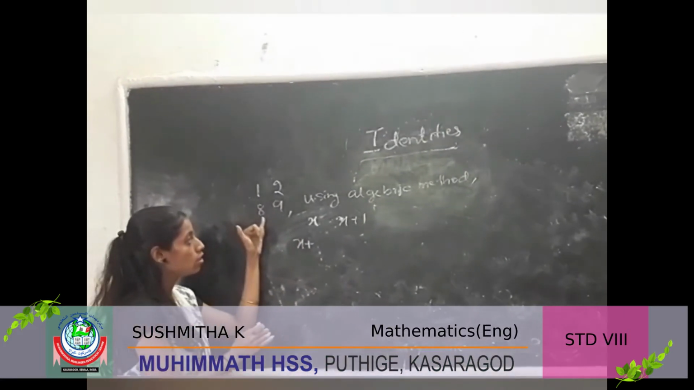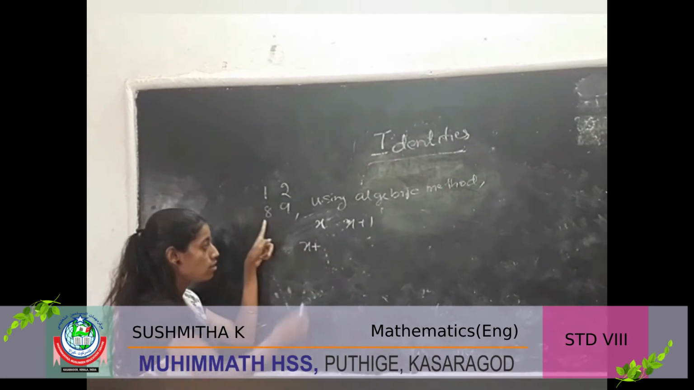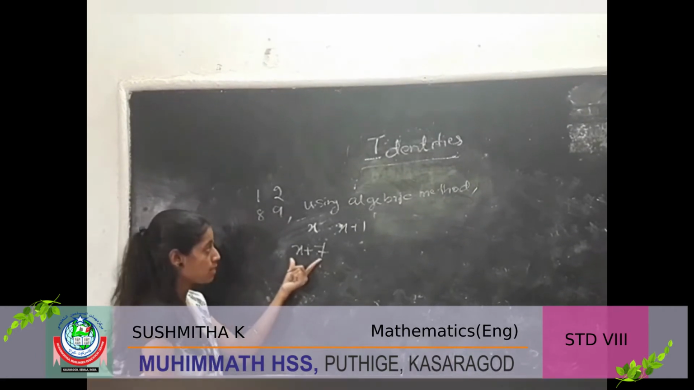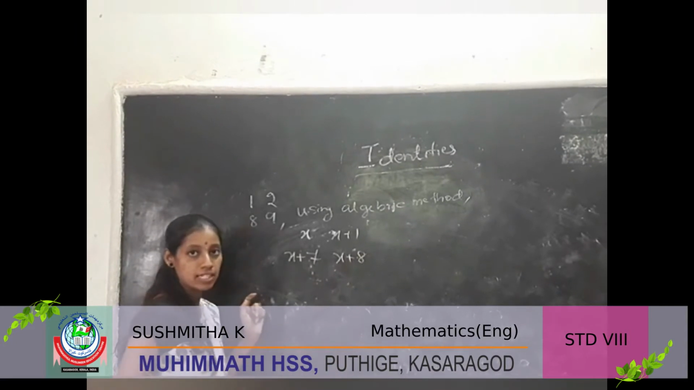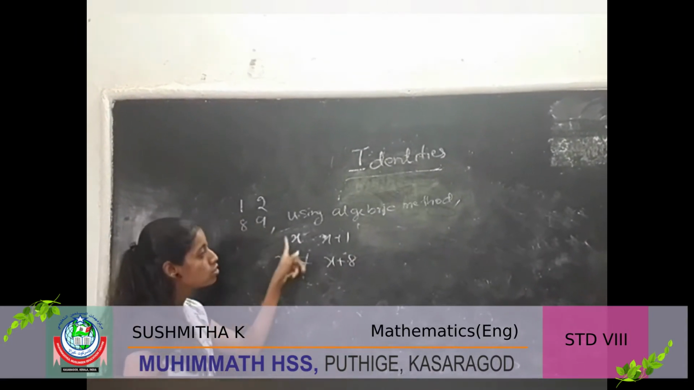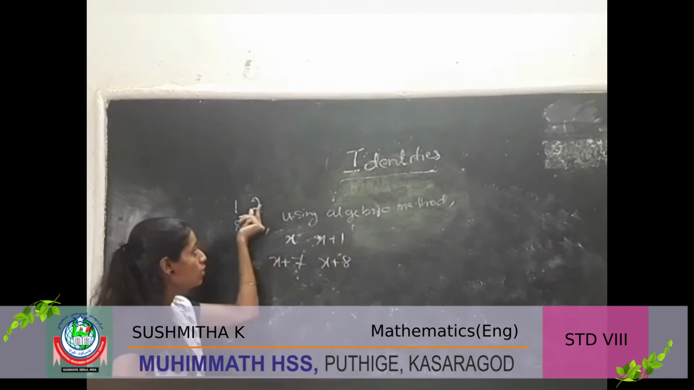We should get the answer 8. The value of x is 1, so we can write x plus 7. So what is the next number? Easily we can write x plus 8. So the first number is x, the value of x is 1. The next number is x plus 1, that is, the value is 2.